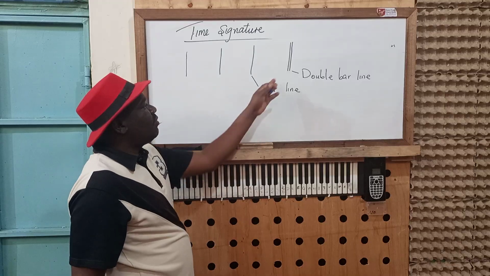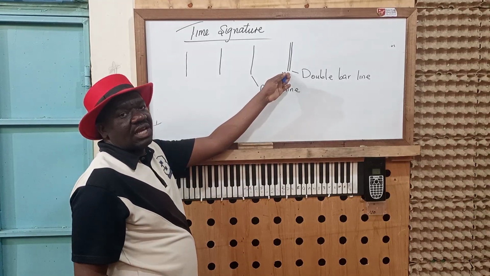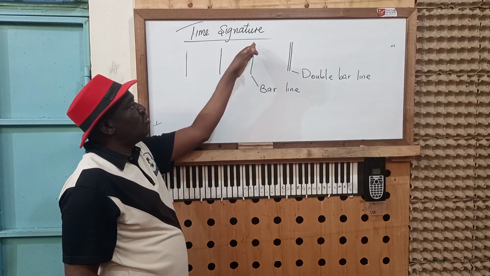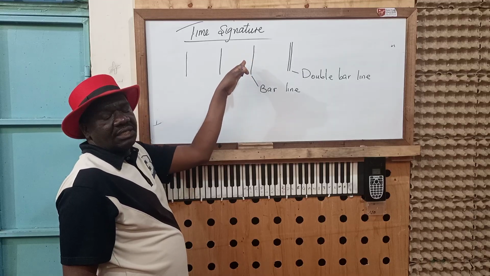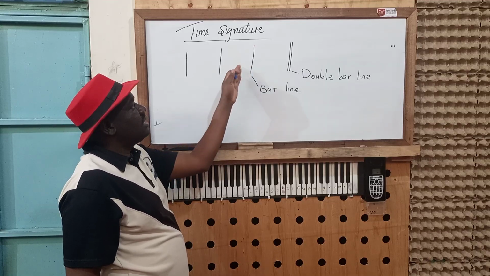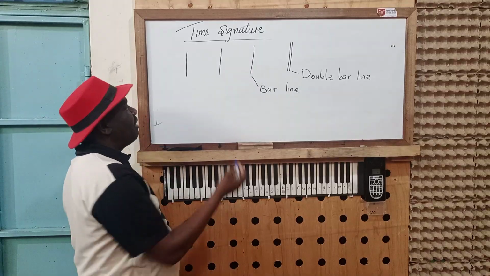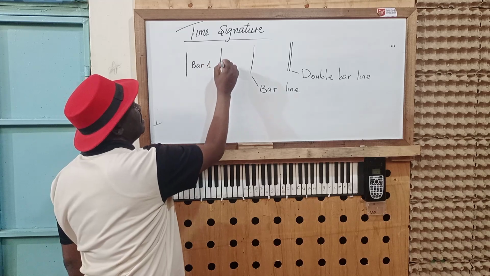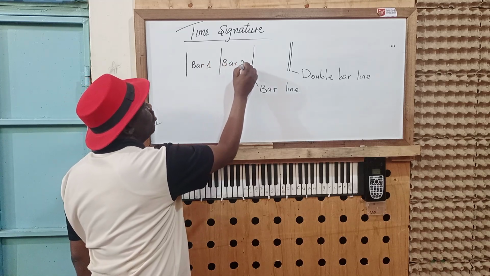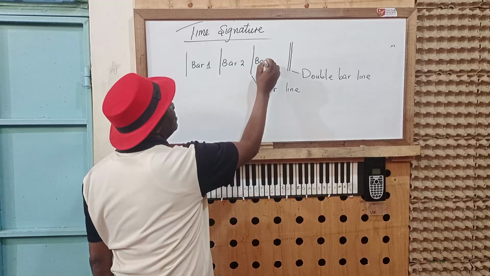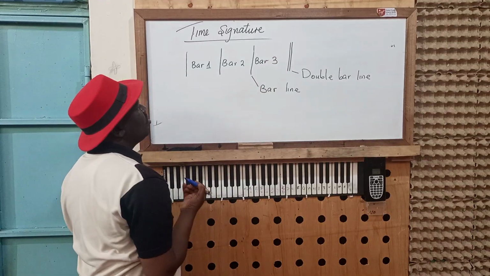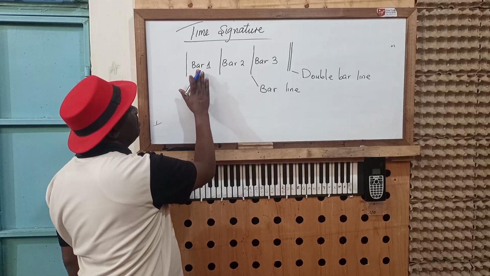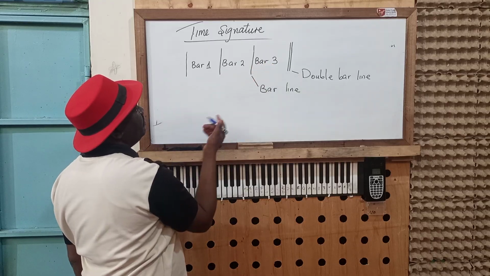When you see a double bar line, that is where music ends. When you see a single bar line, this one shows the end of a bar. So I may say this one is bar 1, this is bar 2, and this is bar 3. So we have a music composition here which has 3 bars: bar 1, bar 2, bar 3.